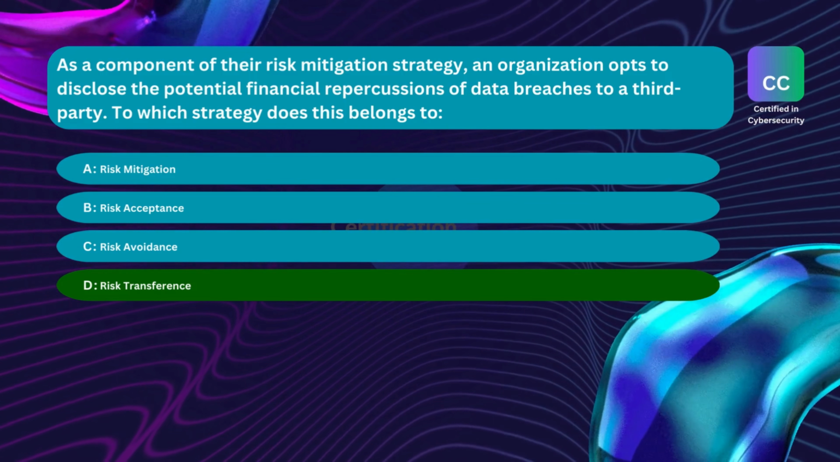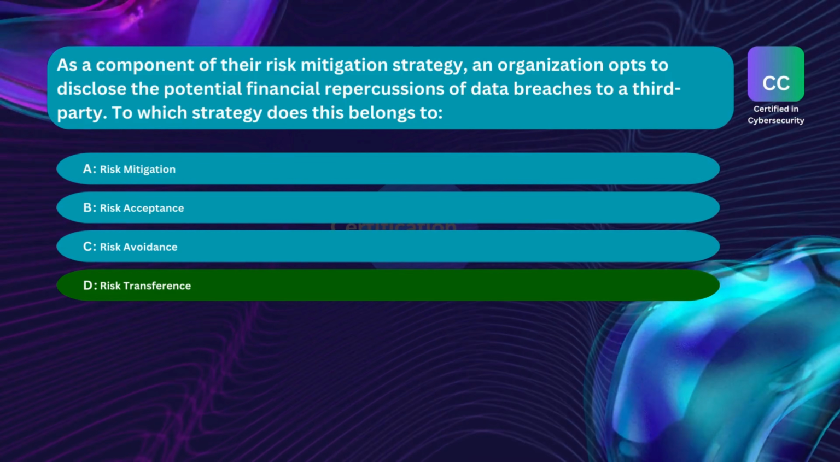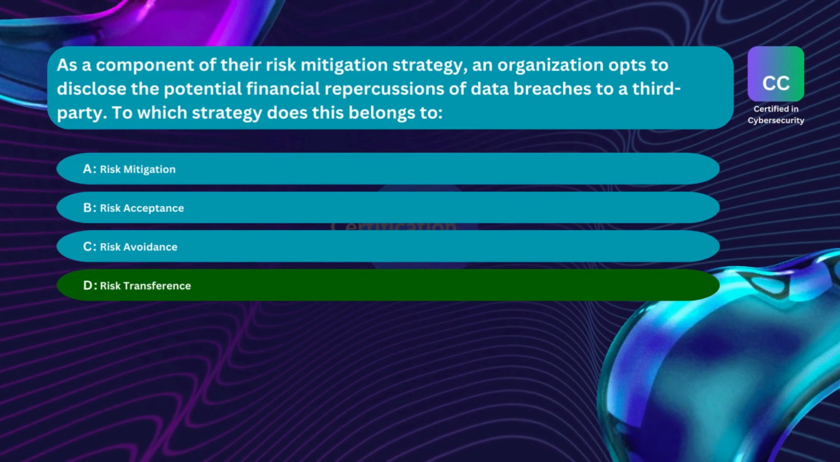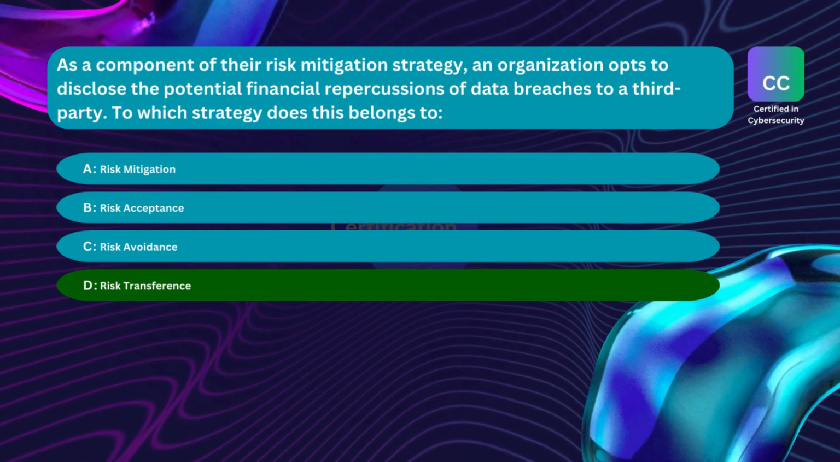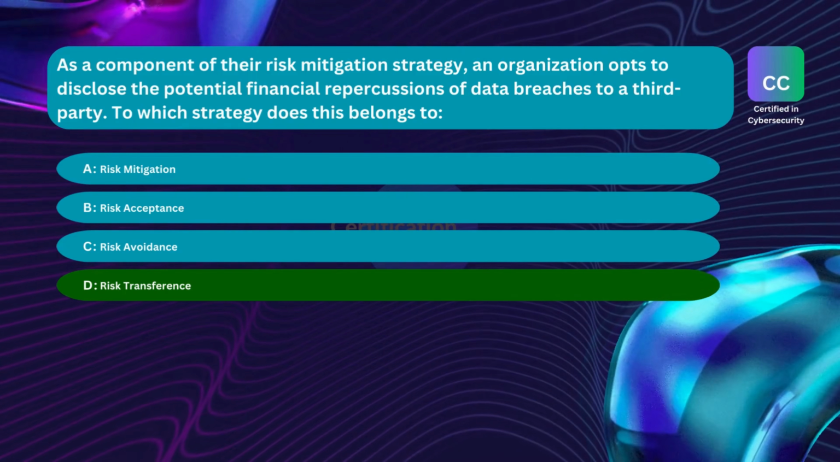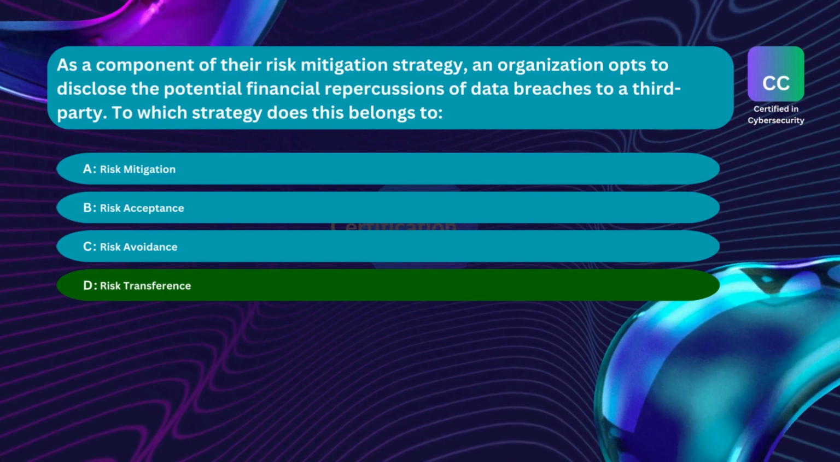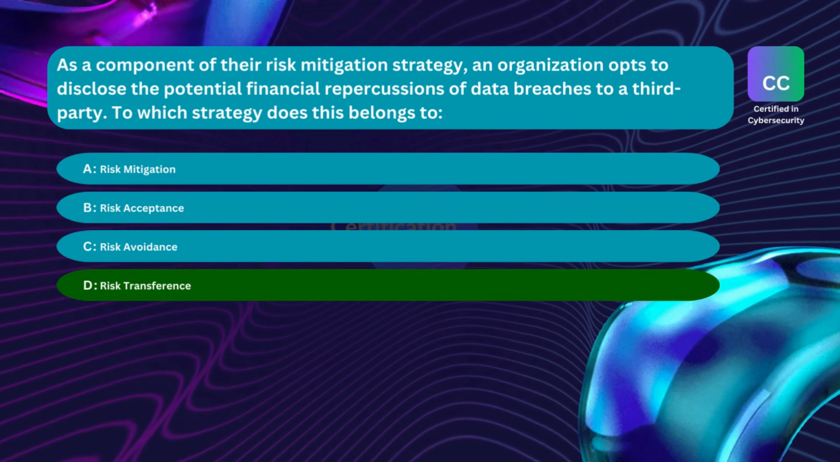Option C, risk avoidance, is incorrect. Risk avoidance means completely avoiding the risky action or function. In this scenario, the organization is not avoiding the risk but sharing it.